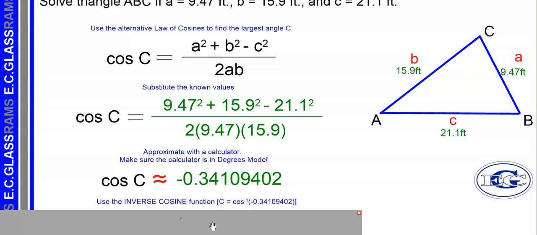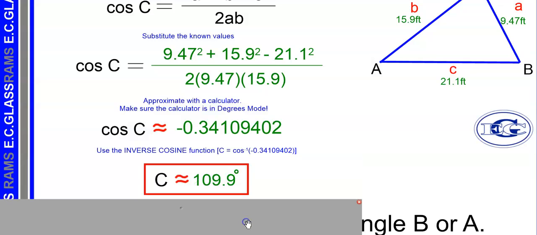Again, angle C is not by itself. We need to get rid of the cosine function. We apply the inverse cosine function. And here we have inverse of cosine. So just like the inverse of sine, you go to your calculator, find the inverse function, type in the decimal value, and we get the final answer of C is approximately equal to 109.9 degrees.